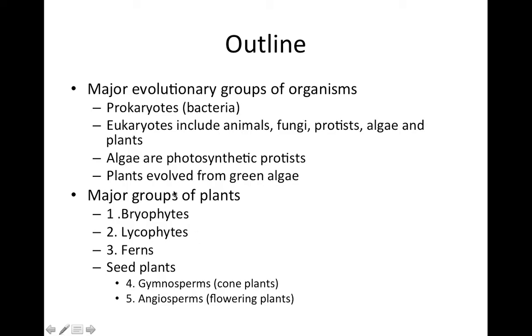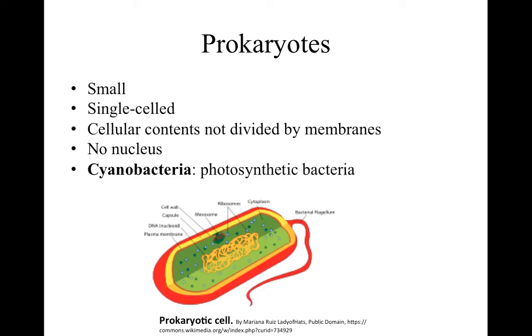Then we will talk about plants themselves. We will go over 5 groups. The first group is bryophytes, the second group lycophytes, third ferns, fourth seed plants that include gymnosperms, as well as angiosperms. Gymnosperms are cone plants, angiosperms are flowering plants.